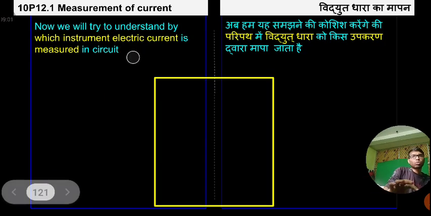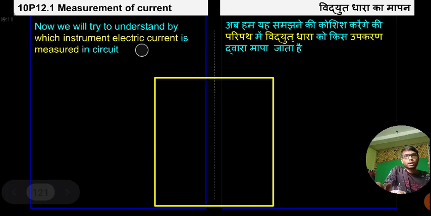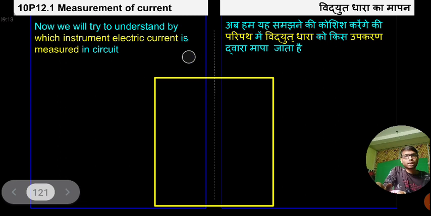Now we will try to understand by which instrument electric current is measured in a circuit. We will use the ammeter. Electric current is measured in a circuit.